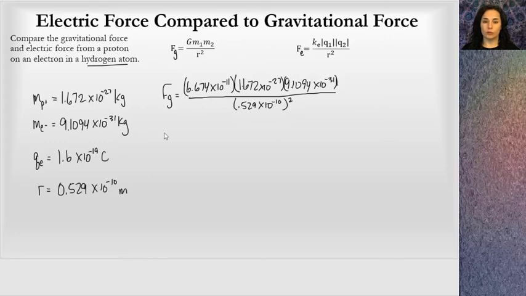Quantity squared. Remember to square that radius in there. Sometimes students forget to put that square on there. There's a lot of things going on in that equation, and sometimes you just forget to put the square in there, so remember to do that. And when you run that through your calculator, you get 3.63 and some numbers times 10 to the negative 47th newtons. So it's not a zero force there, but it is definitely very, very small.